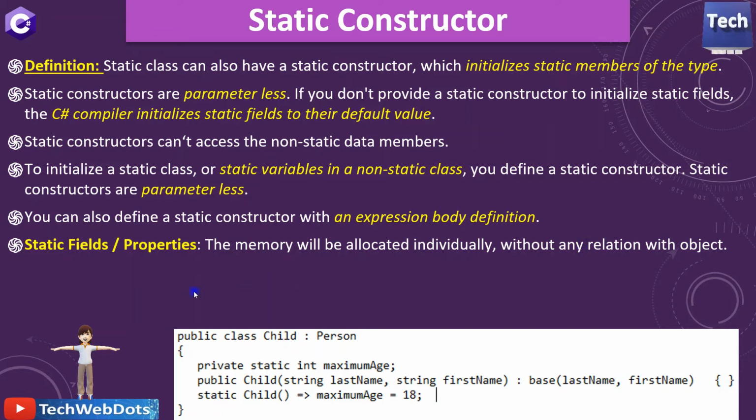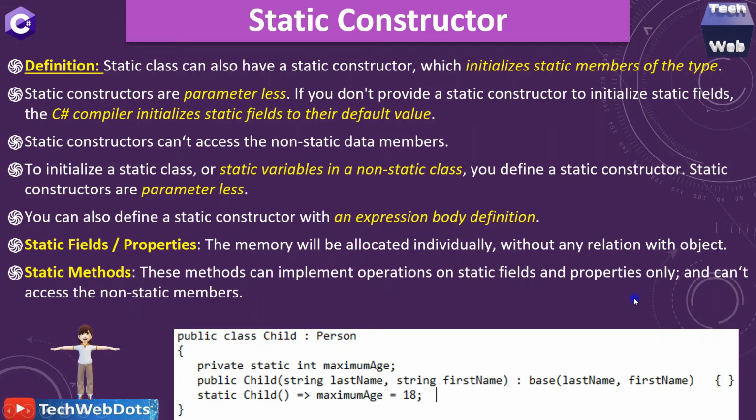For static fields and properties, the memory will be allocated individually without any relation with an object. So that's how it works in terms of memory. Static methods you can also create. These methods can implement operations on static fields and properties only and cannot access the non-static members, okay. So let me show you all these things in action in Visual Studio.